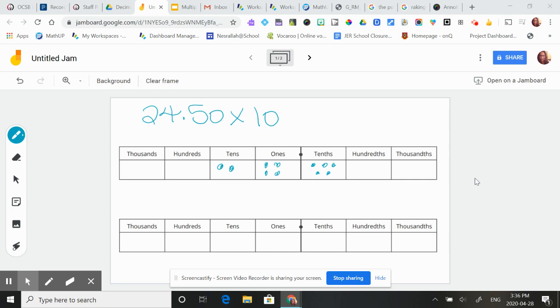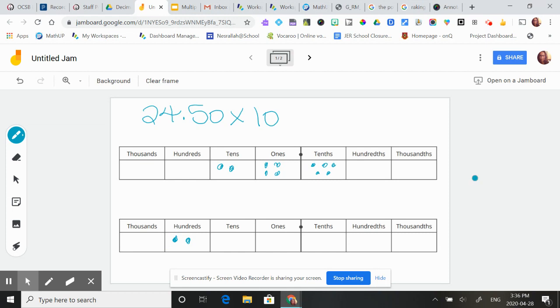Okay, let's take a look at how we would use a place value chart to figure out what 2450 times 10 would be. So if you're raking leaves and you're getting paid $24.50 a day and you do it for 10 days, let's figure out how much money you would make. So I'm just going to look at the tens here first. And 2 tens times 10 would mean I would have 20 tens. And 20 tens is the same as saying 2 hundreds.